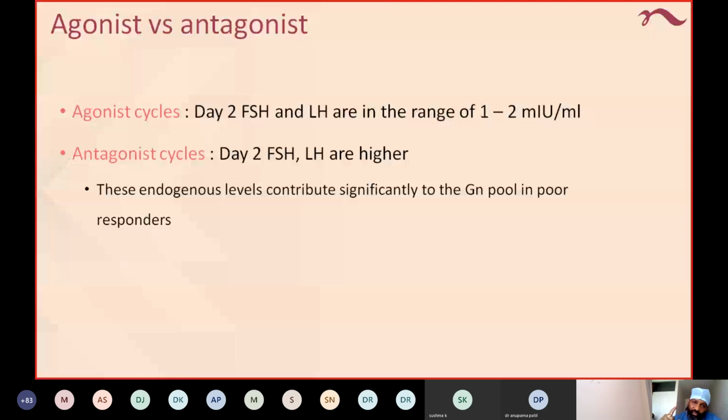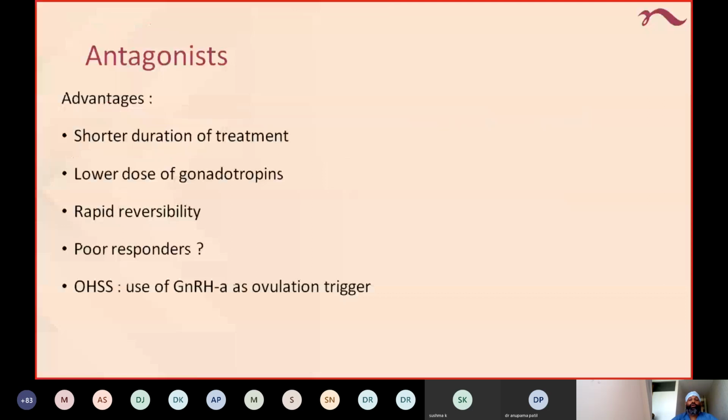So they are suppressed and FSH and LH values are low. But in antagonist cycles, Day 2 FSH and LH are higher. So these endogenous levels contribute significantly to the gonadotropin pool in poor responder patients. So what is the advantage of antagonists? Now 99.9% of IVF cycles that we do are antagonist cycles, because it's a shorter duration of treatment. You start on the second day of the cycle, but with an agonist, you start on the previous cycle's 21st day. So it's a longer duration.